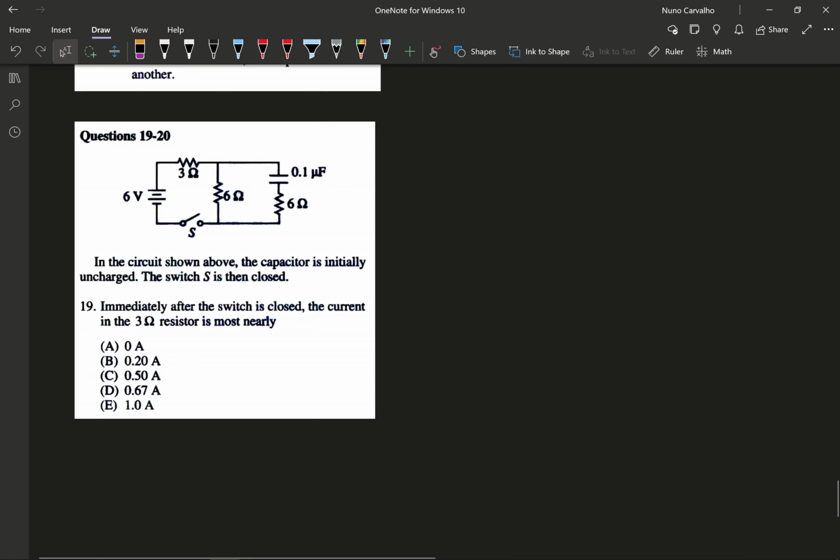Number 19, we're given a circuit shown above, and we're asked immediately after the switch is closed, the current in the 3 ohm resistor is most nearly. Well, at time equal to 0, the charge of the capacitor is going to be 0, which is why the voltage is going to be 0 as well. So if there's no voltage across here, we can just imagine that the capacitor doesn't exist there.